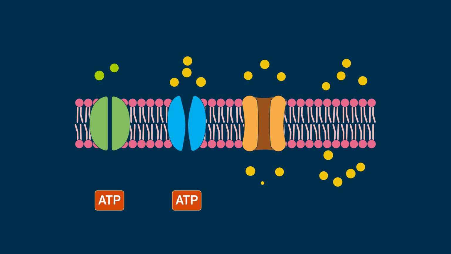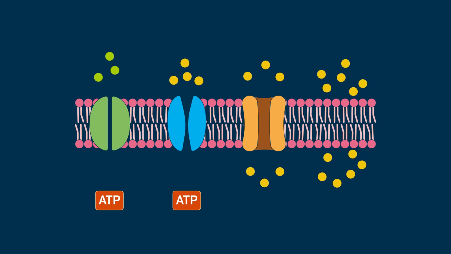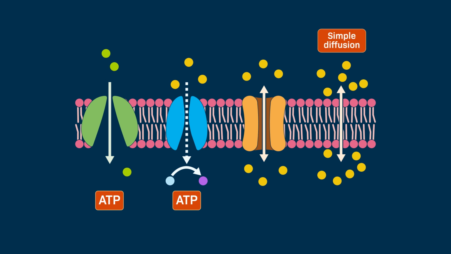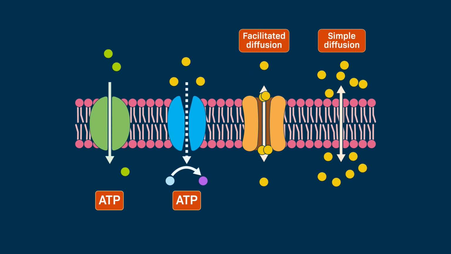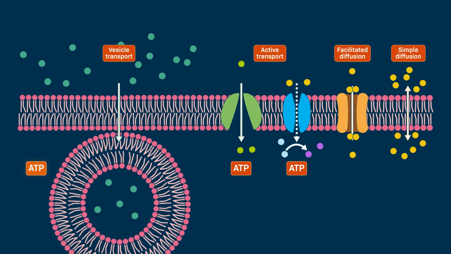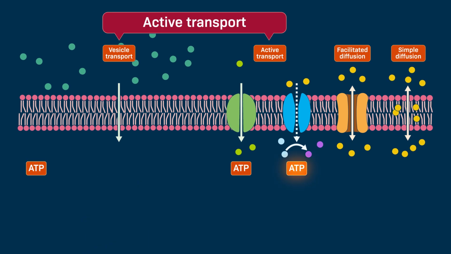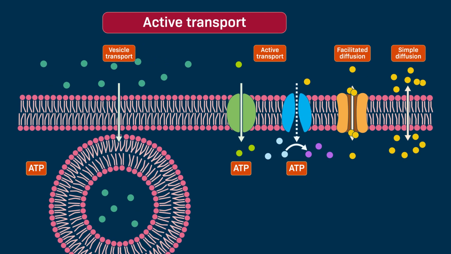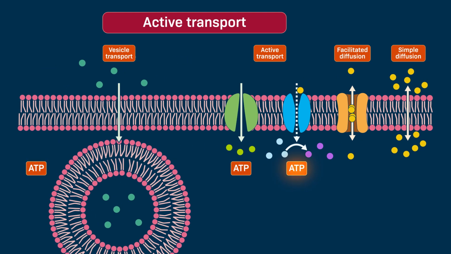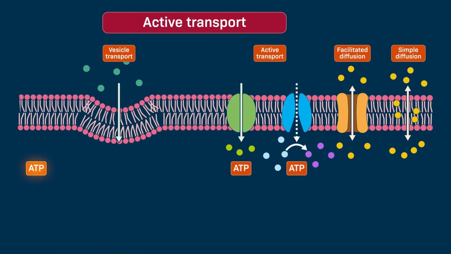In summary, membrane transport encompasses various mechanisms. Transport can happen through passive transport like simple diffusion or facilitated diffusion, active transport, or vesicle transport. These various methods of transport enable all kinds of molecules to move in and out of cells, ensuring that cells have access to all the molecules that they need to maintain their proper functions.